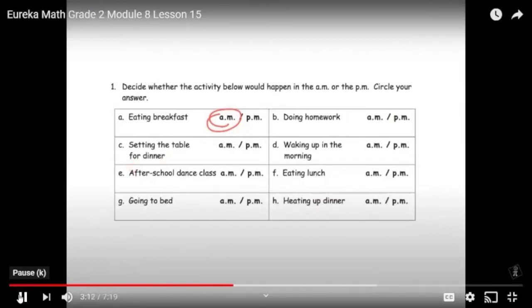Setting the table for dinner is another example. In Thanksgiving, some kids might be asked by their parents to set their table in the morning because dinner is going to happen at 2 or 3. But anyway, the idea is let your students talk about AM and PM based on these current activities.